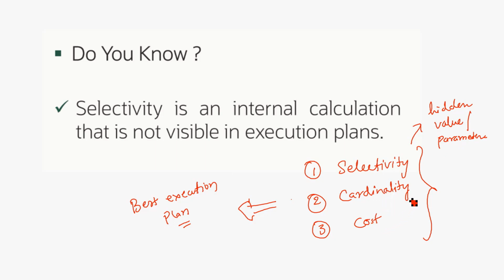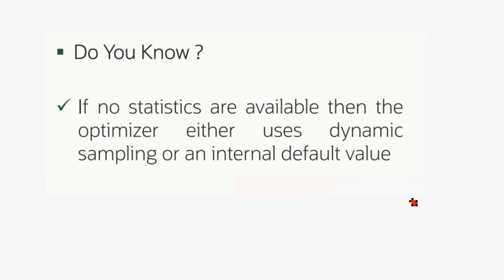Apart from that, if no statistics are available, then the optimizer either uses dynamic sampling or an internal default value. So I will come to this concept later, because it's related to statistics. Once I let you know about gathering statistics, then I will cover this statistics portion.